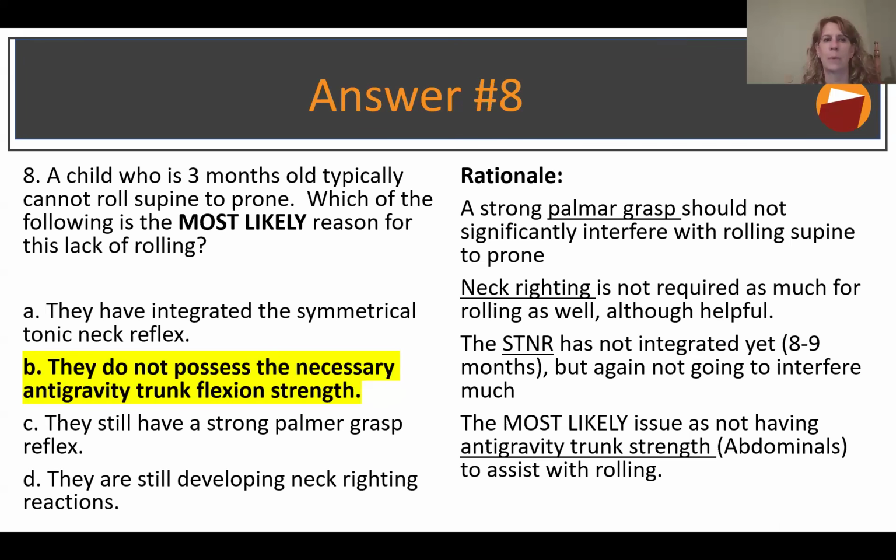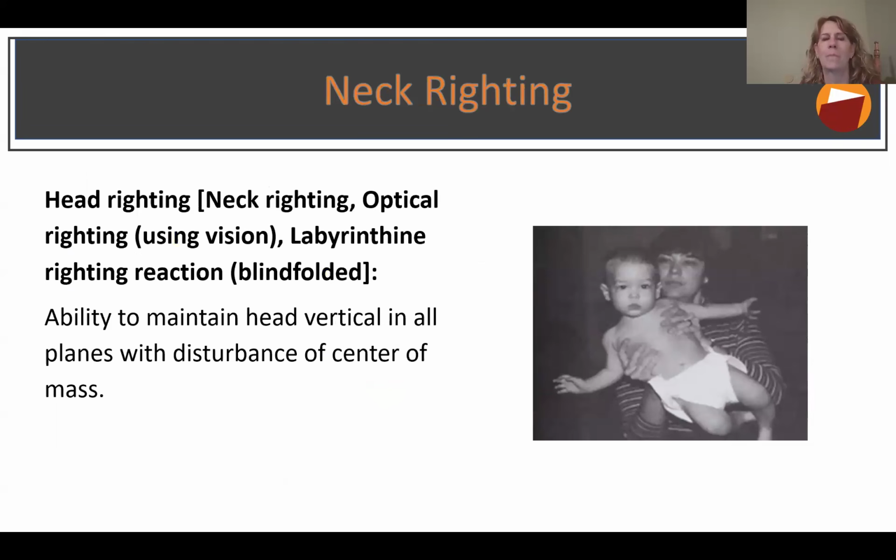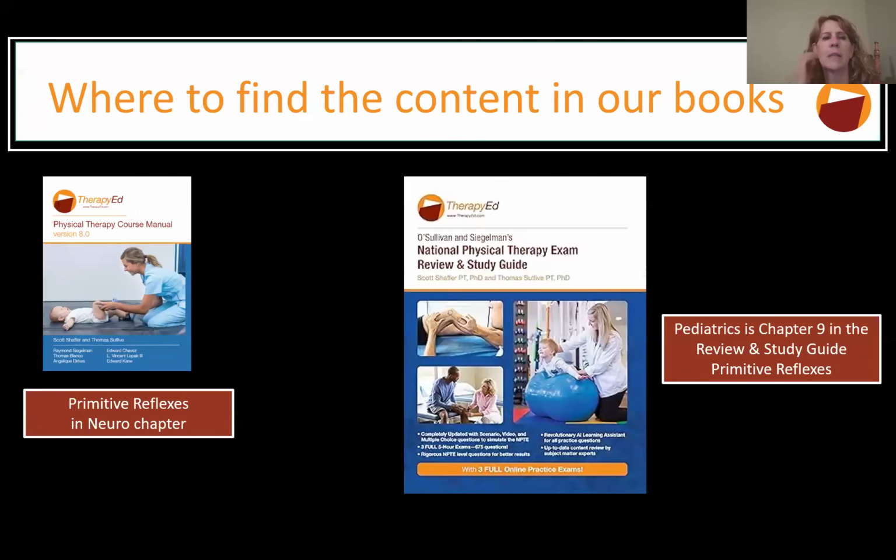No, it's not integrated at that point in time. They still have a strong palmar grasp. Yeah, they do, but that has nothing to do with them rolling. Or that's not the reason they can't roll. They're still developing neck righting reactions. I mean, maybe, but that's not really helpful. So it is the inability to have anti-gravity trunk flexion, abdominal strength to roll. So that was a little bit of a tricky question because you kind of had to get rid of the primitive reflexes one. All right, hopefully you know what neck righting is and you know what trunk righting is.